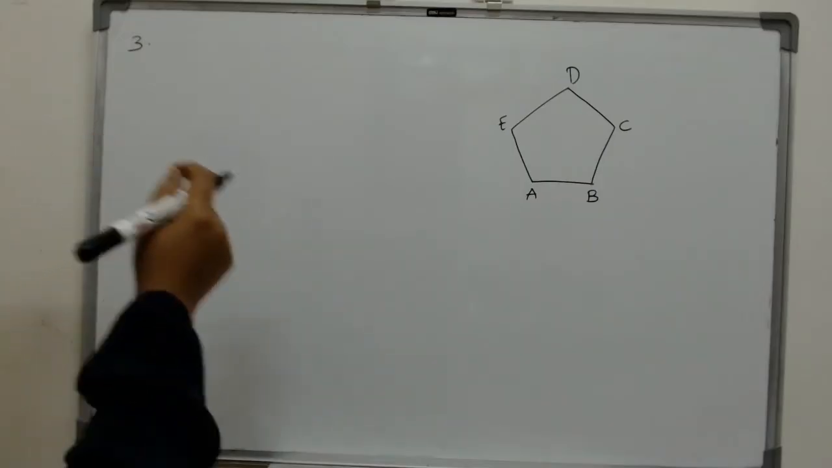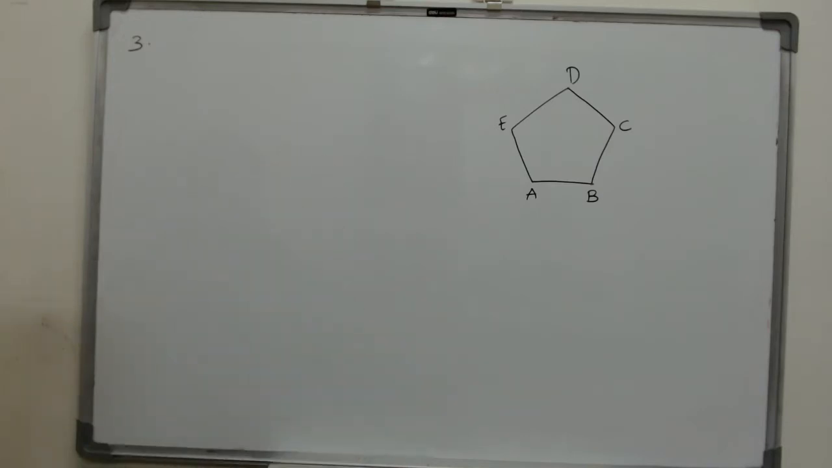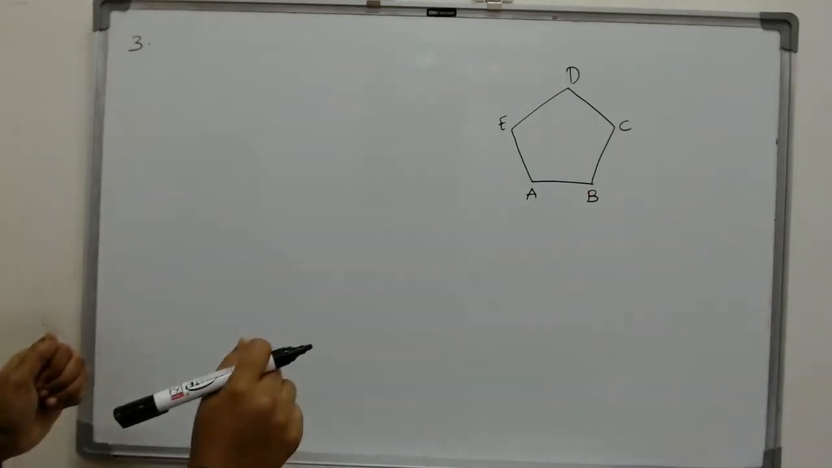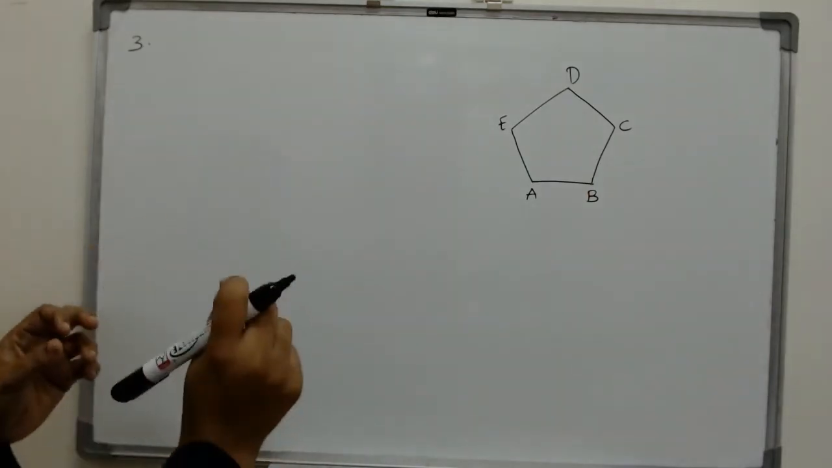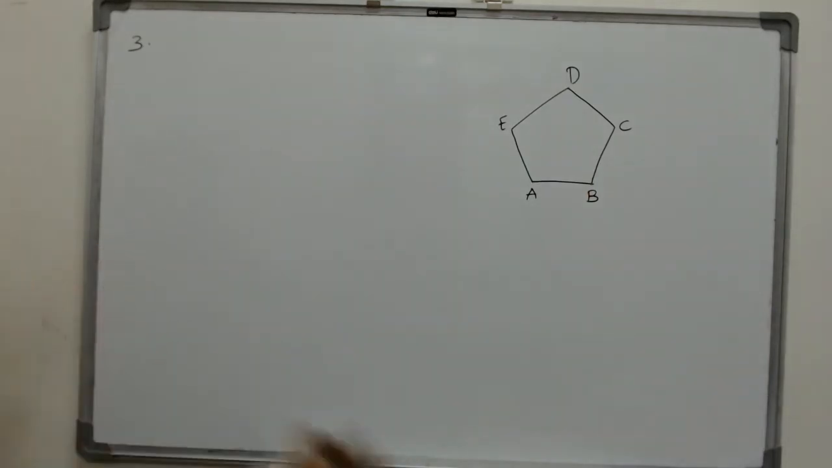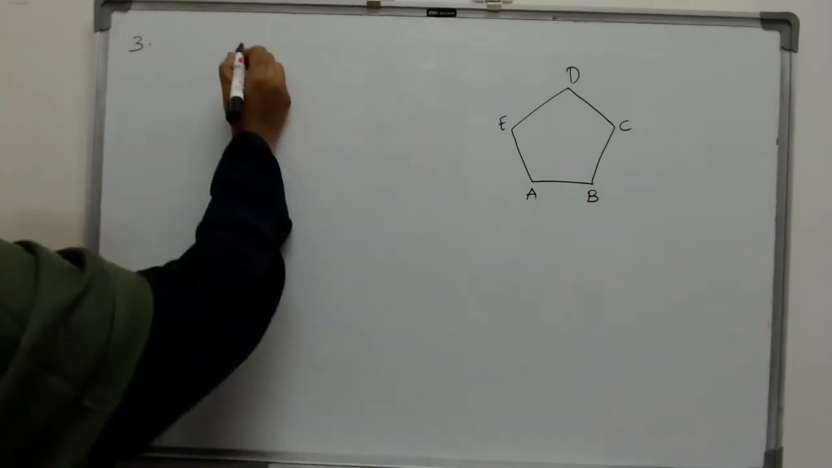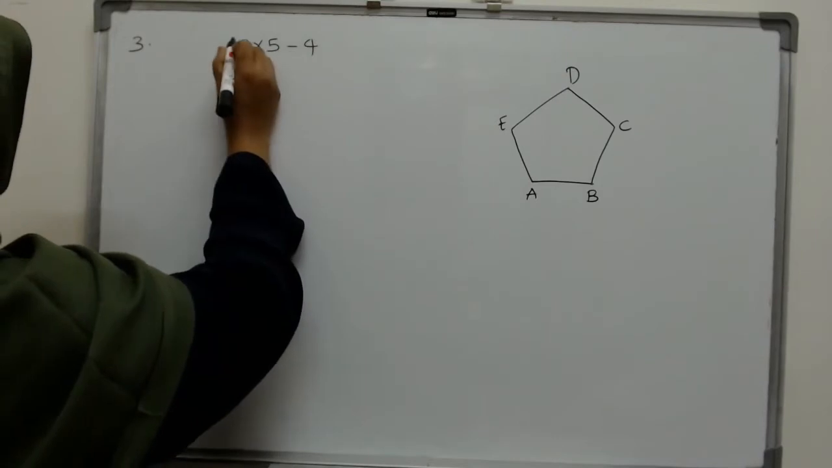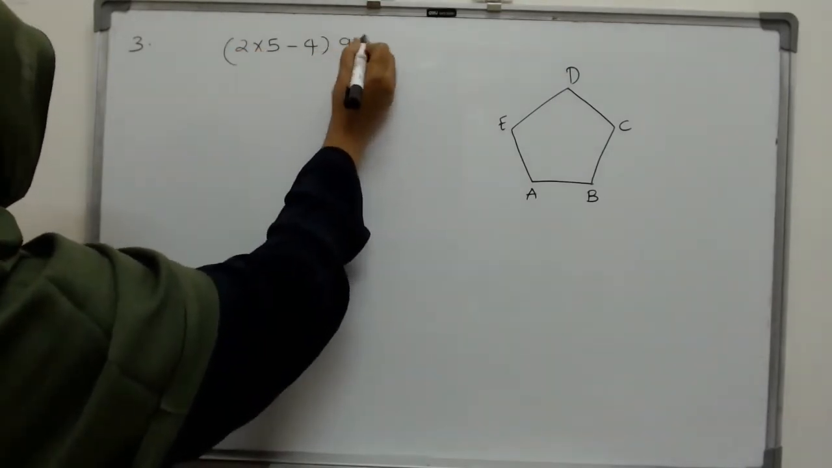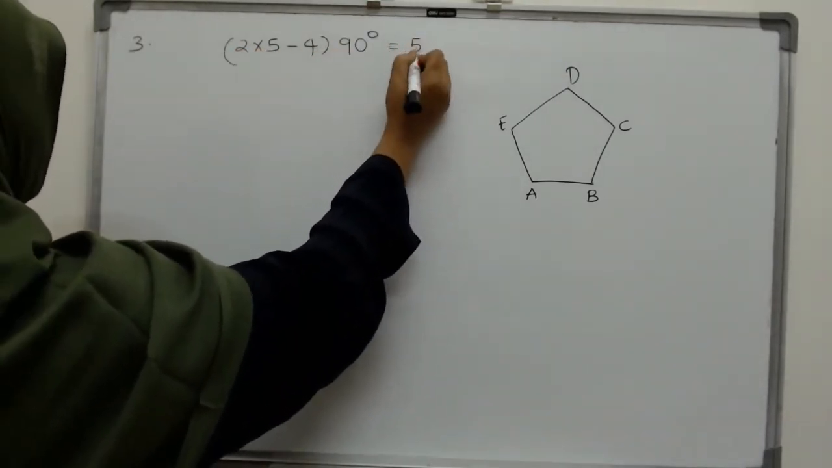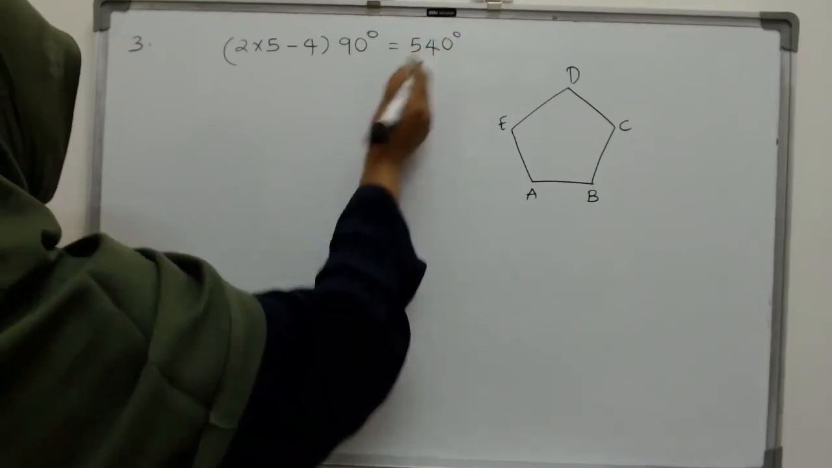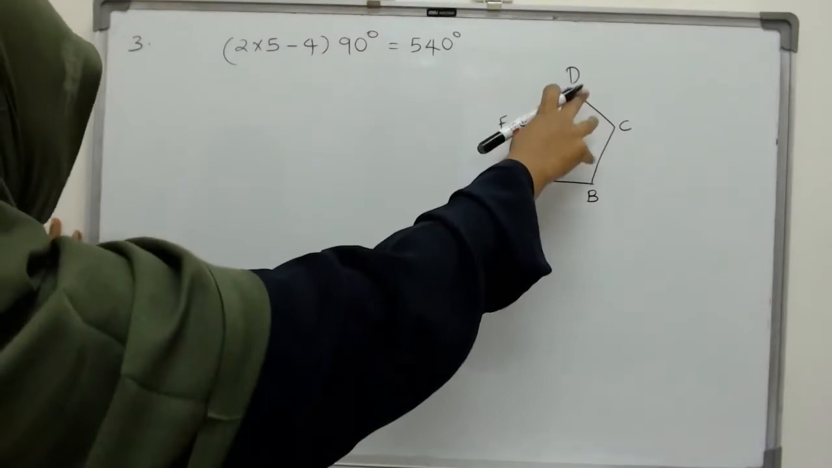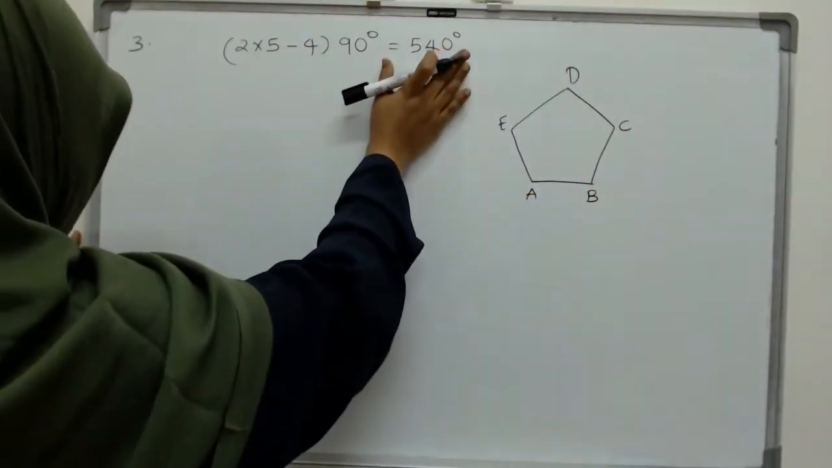Now we come to the third question. In the third question, we have a regular pentagon. Before we go to a regular pentagon, what is the sum of the interior angles of any ordinary pentagon? It will be (2 into 5 minus 4) into 90 degrees, which would be 540 degrees. This is for any pentagon. All you know is that all the 5 angles together will be 540.